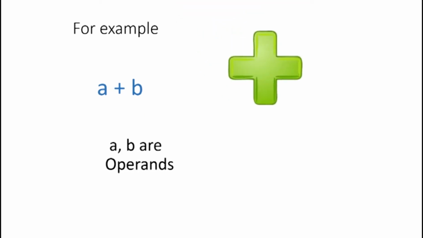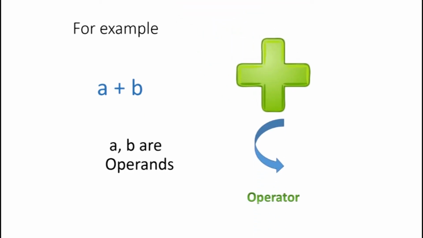Let's take an example of a mathematical expression: A plus B. Here, A and B are the operands, that is the ones on which the operation is to be performed, and plus is an operator, that is the operation which is used to add these two words.